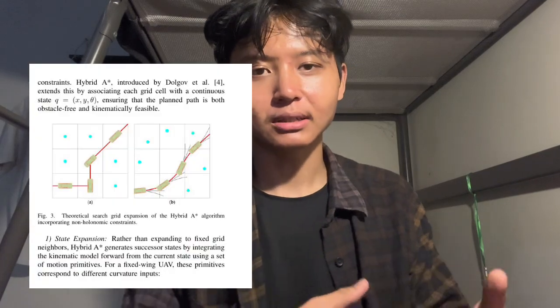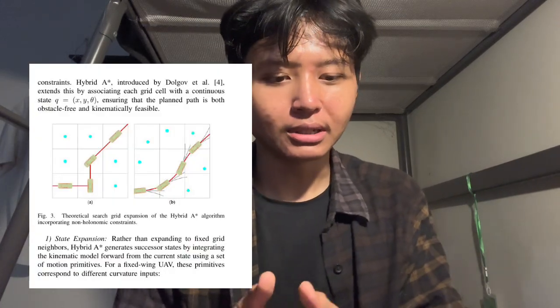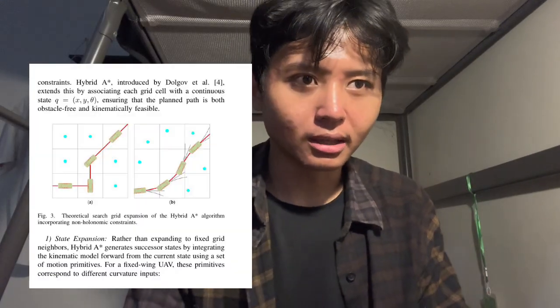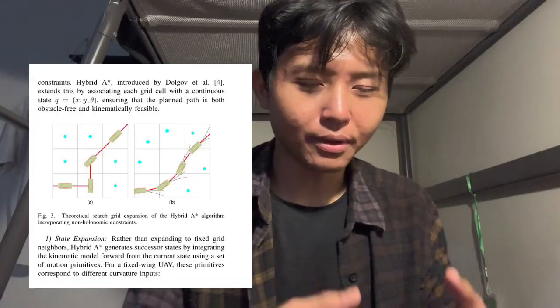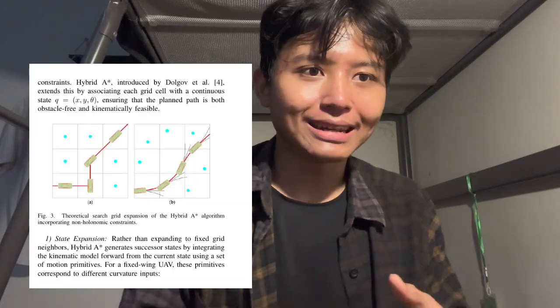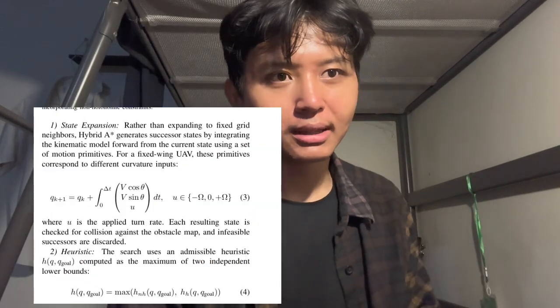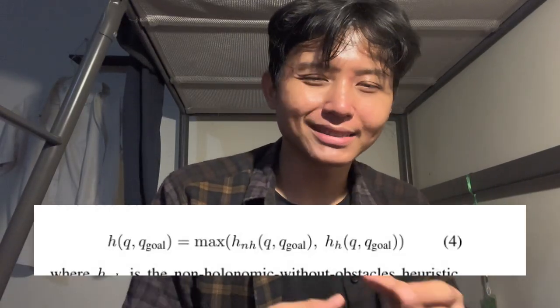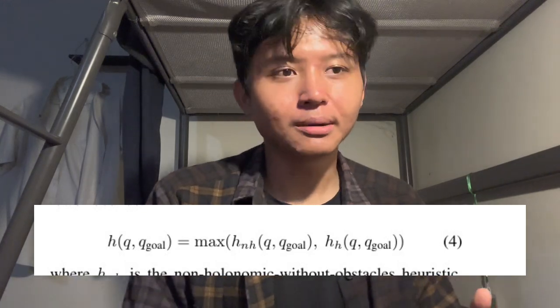So for the hybrid A-star search, we create a search space which can be represented as a 2D space, in which that 2D space exists a certain amount of cells. Each cell is associated with a continuous state of x, y, and theta, and expands using discrete motion primitives. This ensures that the output trajectory is kinematically feasible for a certain configuration of a plane, and then we guide the search using an admissible heuristic that takes the maximum of the obstacle-free Dubins distance and the 2D obstacle-aware distance.